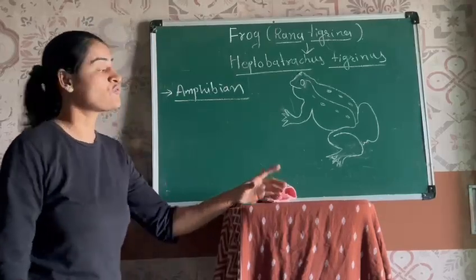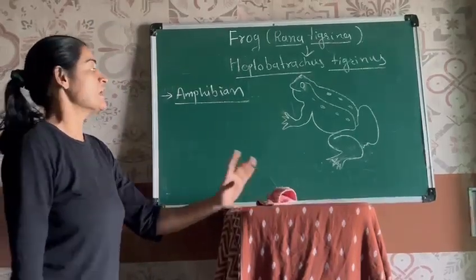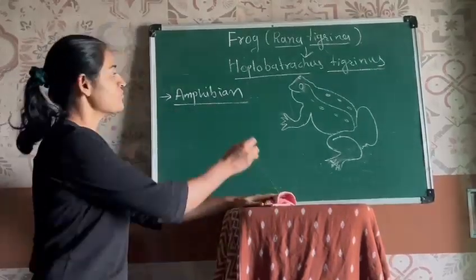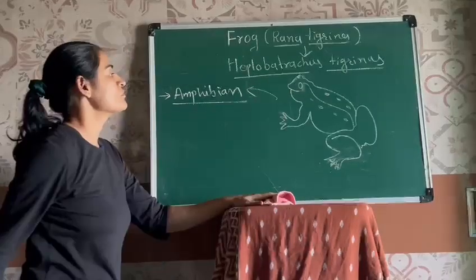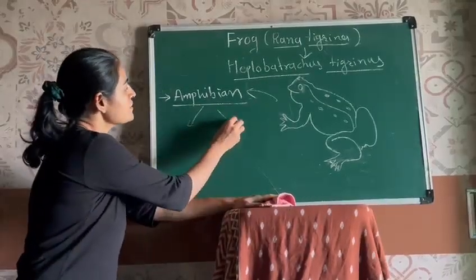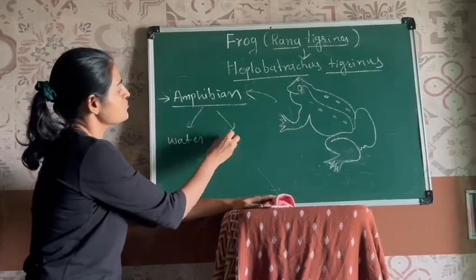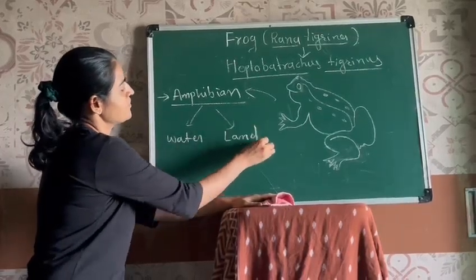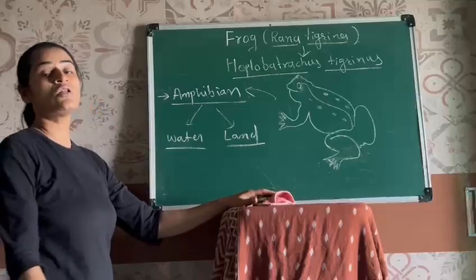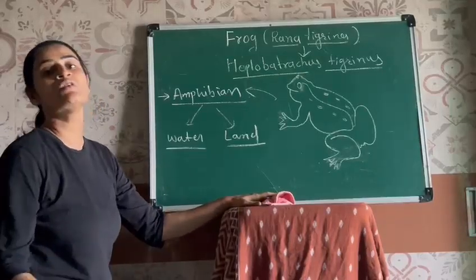It is a class of the phylum Chordata, and the frog belongs to the amphibians. Amphibian means it can live in both water as well as land. It can live in both places, and it has to live in both places.